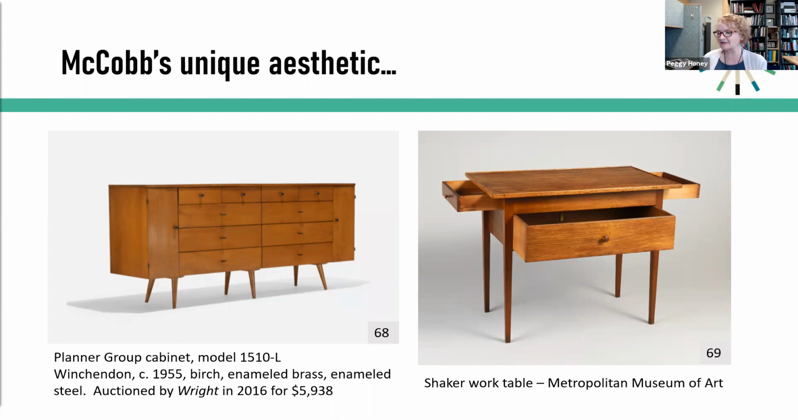So in these next few slides, you might find it interesting. On the left, I have some images that I took off of an auction website, Wright. And Wright has auctioned a number of McCobb's pieces. In fact, in 2017, they had an entire auction dedicated to Paul McCobb. But I just wanted to point out what these items sold for in auction. So 5 years ago, this dresser sold for nearly $6,000. And I think you can see its reference to the Shaker pretty clearly.